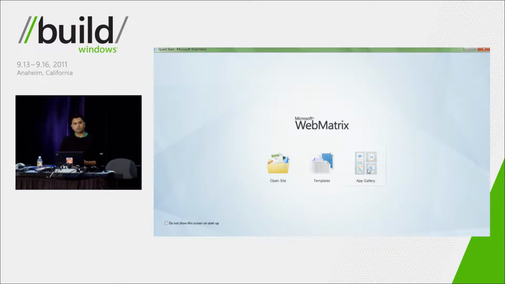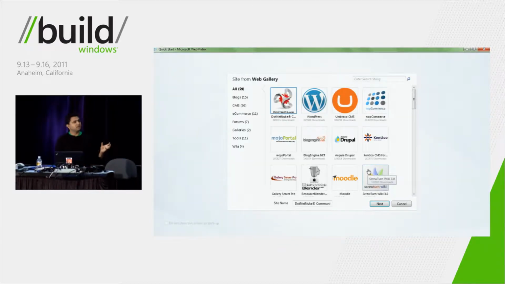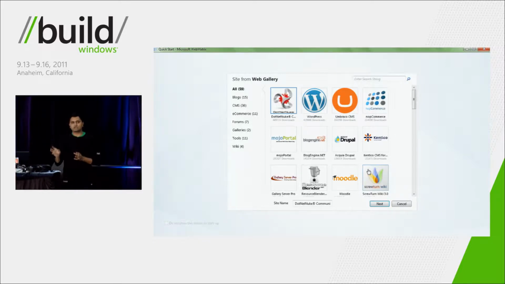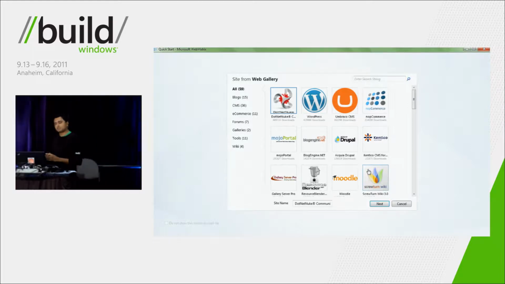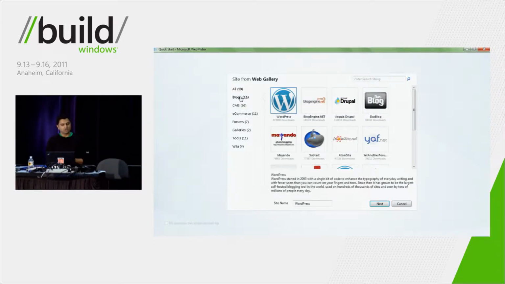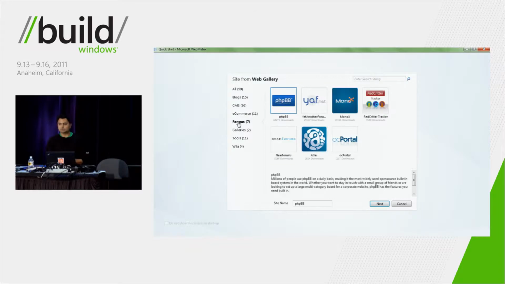But for the blog side, we are going to start with App Gallery. Now, App Gallery is Windows application gallery, which contains free applications where you can start with, which contains PHP as well as ASP.NET applications. And you can see if you want to start off for blogs, there are different blog engines available. If you want to start off with CMS, there are CMS available, e-commerce, forums, and so on and so forth.